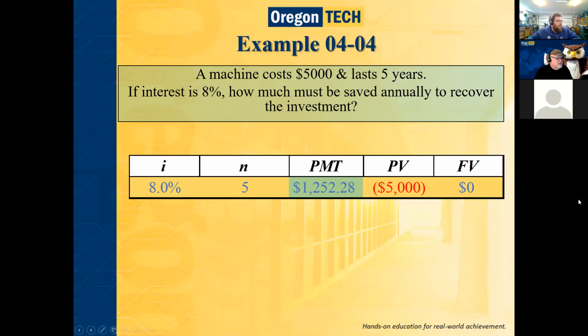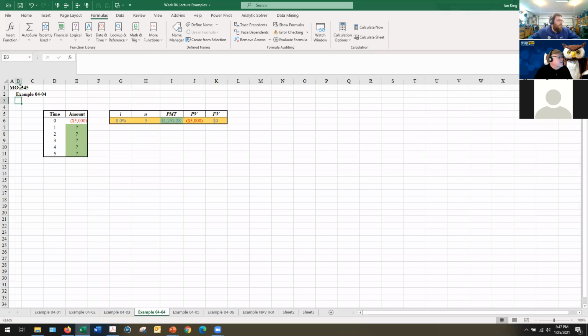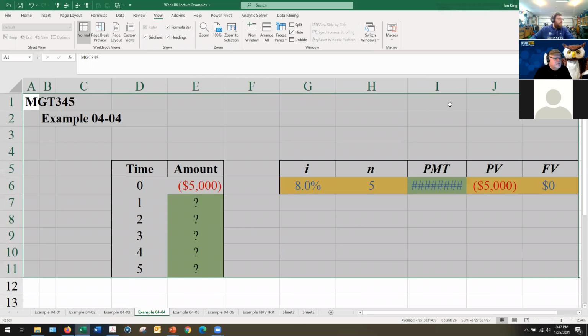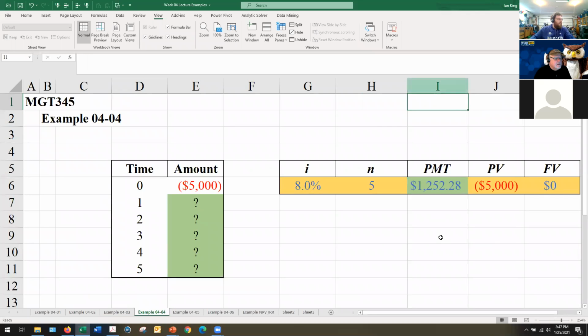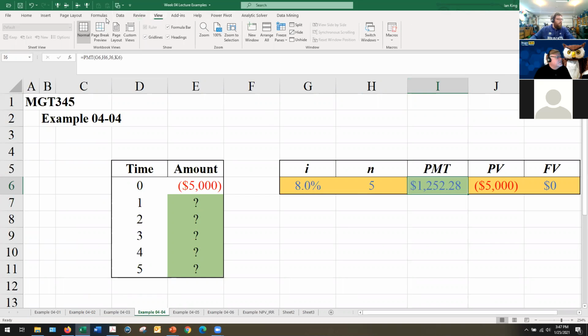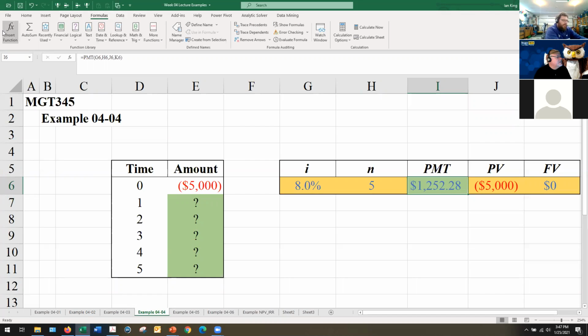Similarly, you can use Excel. Oops. Say zoom. Okay. Oh, now I can't see. 8%, 5 years, present value of 5,000. So I'm looking for my payment function. Oops, where's my data? More of those.